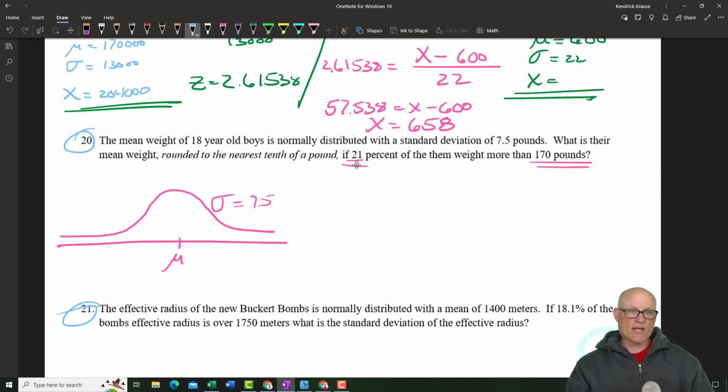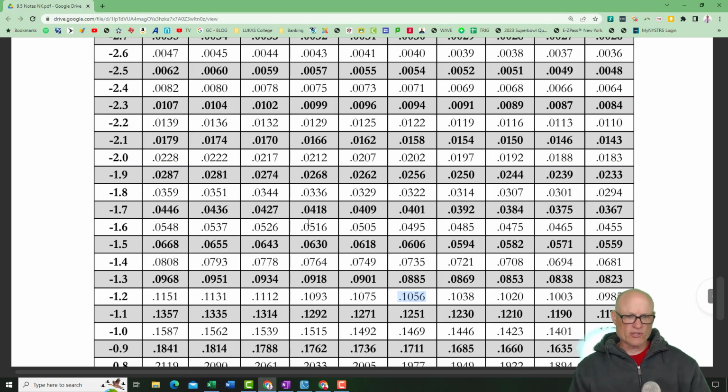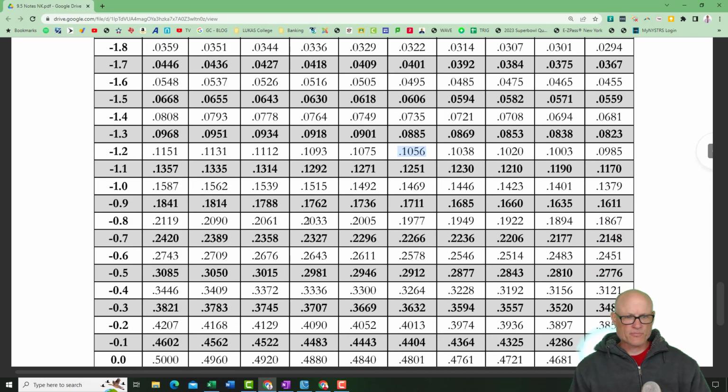So we know that 50% weigh more than this, so 21% must be up here somewhere, where this is 21%, or 0.2100. And we know that is a weight of 170 pounds. So 21% of them weigh over 170 pounds. All right, so we got it. When I give you the percentage, you've got to play Where's Waldo. So Where's Waldo? 0.2100.